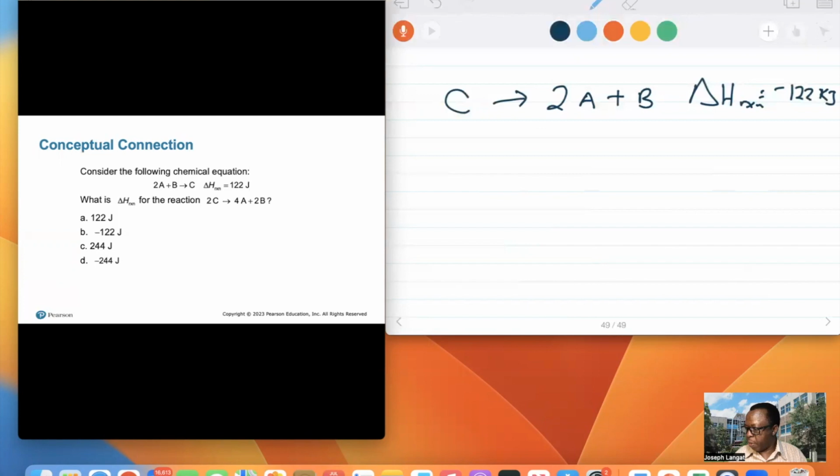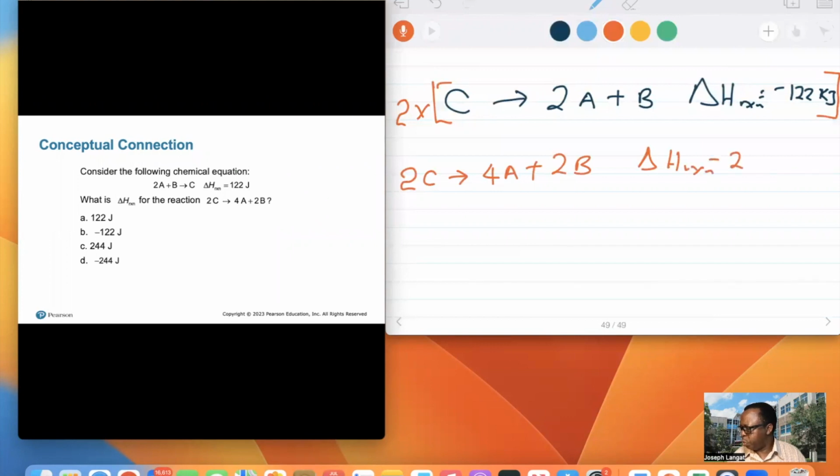So if I multiply by 2 here, you multiply everything times 2. So this is going to be 2C going to 4A plus 2B. And the enthalpy of reaction for this is negative 244 kilojoules.